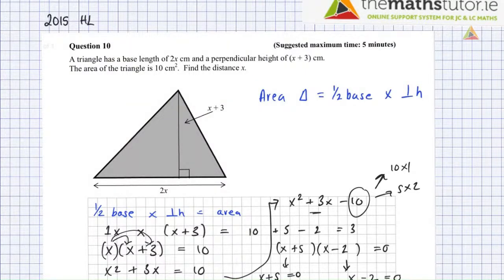Now, you need to decide here which value you're going to take. And the way you decide is that you always take the positive value. You would never say that the distance is minus 5 centimetres. So your answer there is x is 2 centimetres. I'm just going to write it up here: x is equal to 2 centimetres. And I'm just going to mark in here, take the positive value.